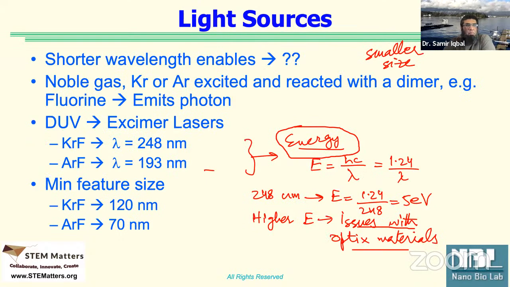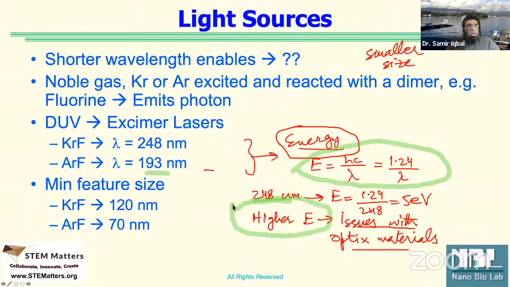For example, if I keep going to shorter wavelengths, we make smaller sizes, but we have problems with the lens itself, because those waves carry too high energy, and energy we can calculate from hc over lambda. I told you this relationship before. Whenever we have a wave with a lambda, we can straight away find the energy it carries. If I plug in numbers for 248 or 193, I can easily find the energy related to that.